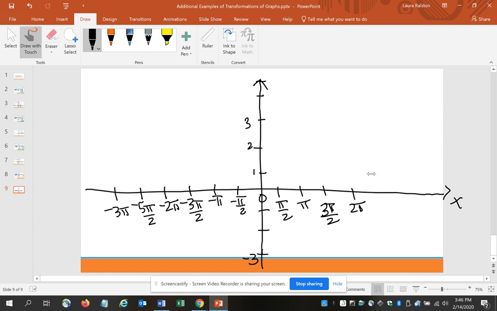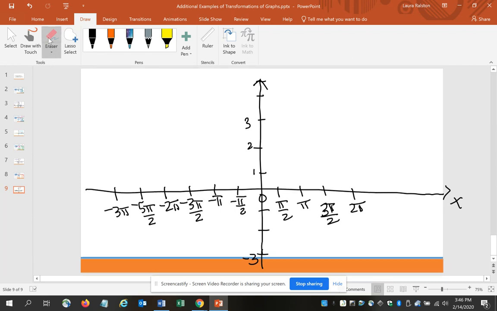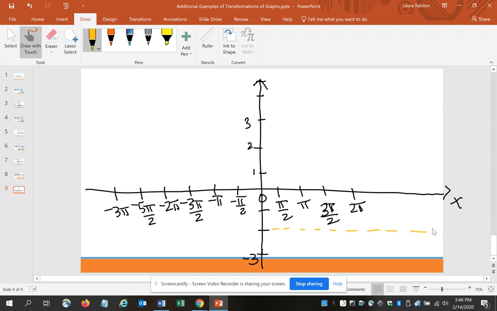We need to shift it down 2. So again, you're going to have to imagine that your 0 line is now at negative 2. So I'm going to kind of dot that in. So my 0 line is now at negative 2.